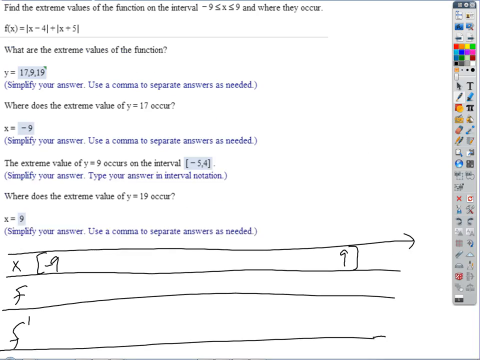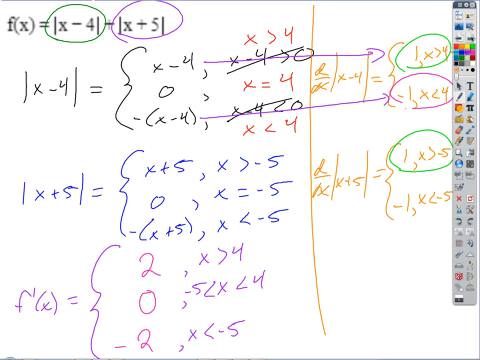So looking at the derivative now, if we go back, I'll go forward one here, is that right? Forward? Yes, forward, there we go. Where are the critical numbers? Critical numbers are places where the derivative equals 0 or where what? It's undefined.